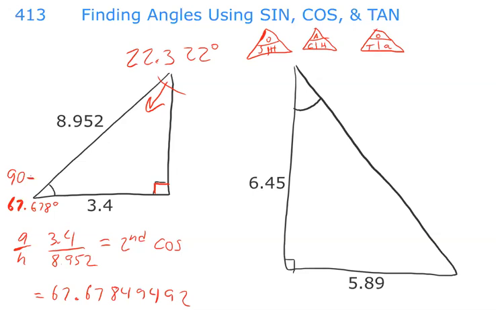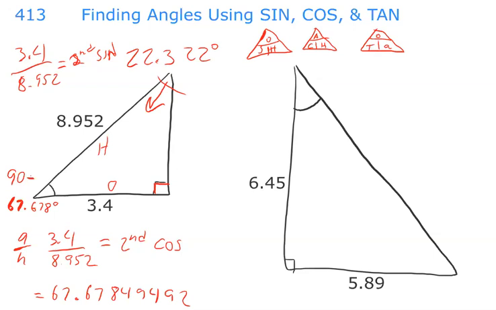So now I've got opposite and hypotenuse. So I can use sine to see if I get it. So it'll be 3.4 over 8.952 equals, second function sine.